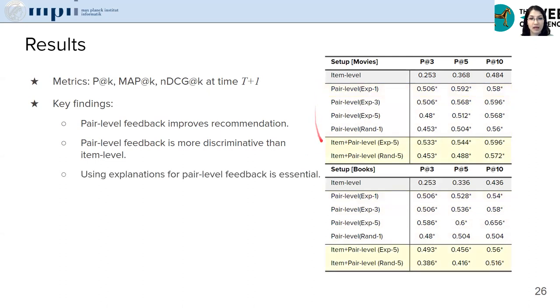Lastly, we observe that pairing recommendations with their faithful explanations consistently yields better results than pairing with random irrelevant items. So this means that it is important to use faithful explanations for collecting pair level feedback.